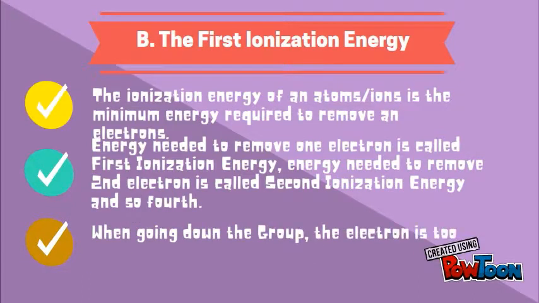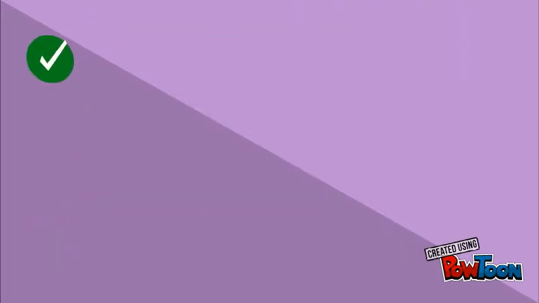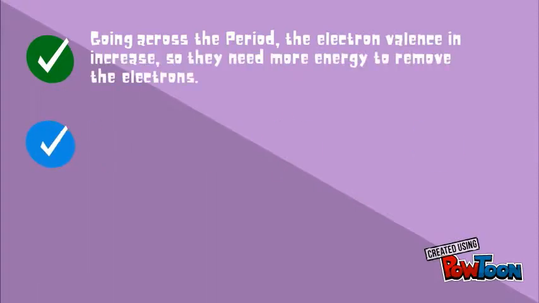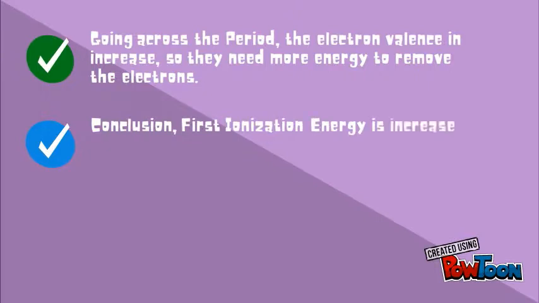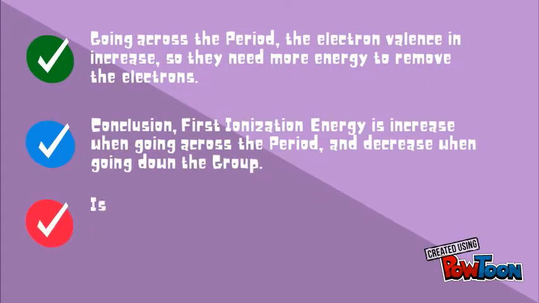When going down the group, the electron is too far from the nucleus, so lower energy is needed. Going across the period, the valence electrons increase, so more energy is needed to remove the electrons. Conclusion: the first ionization energy increases when going across the period, and decreases when going down the group.